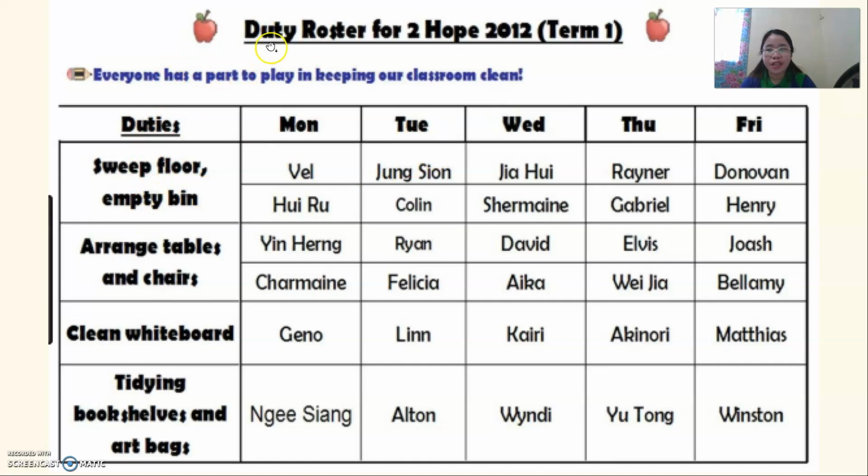As you can see here, this is the duty roster for Grade 2 Hope for the year 2012. We have here mixed students, and their duties are specified here: sweep the floor, empty the bin, throw the garbage, arrange tables and chairs, clean the whiteboard, tidy bookshelves and art bags. On Monday, there are specific persons who are assigned to do those things. In this way, our students will become responsible and accountable, and of course, we can expect that the tasks or routines in our classrooms are well observed.